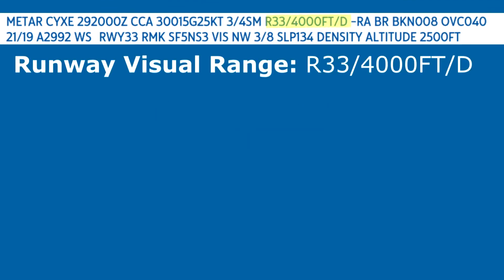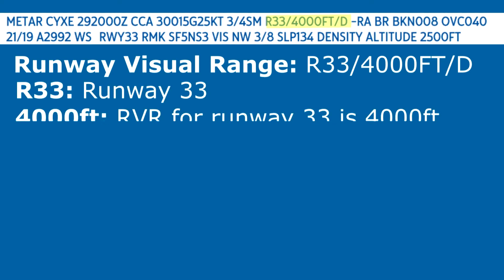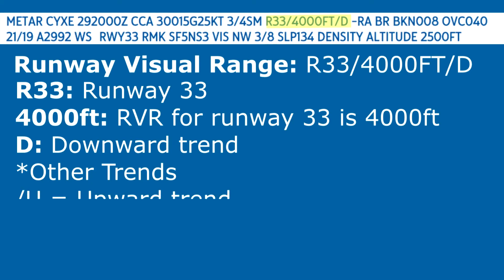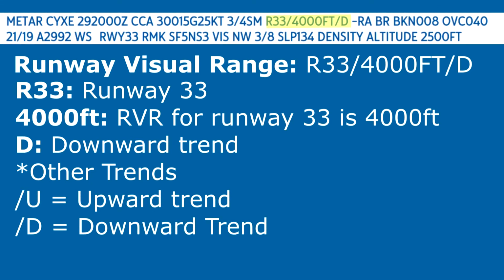Next we have RVR, which is known as runway visual range. In this case, it says runway visual range for runway 33 is 4,000 feet with a downward trend. You can see that it tells you the distance and the tendency of what's happening. The important parts are the distance and the last letter that we see. There are 3 options: U, Uniform, which is an upward trend; D, Delta, which is a downward trend; and N, November, which means no change.